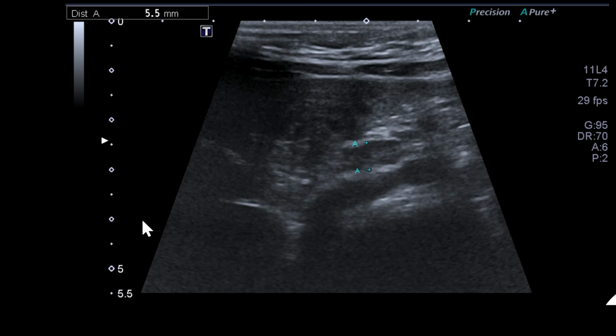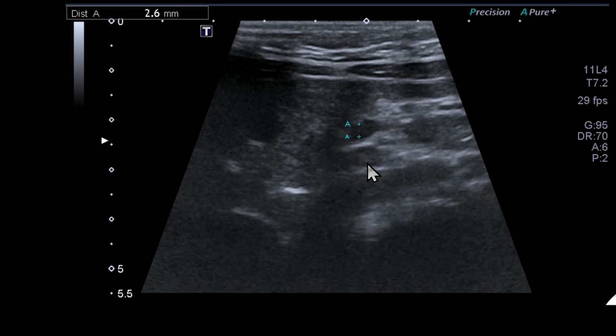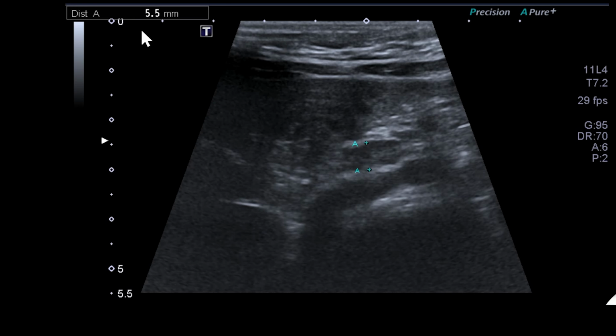The solid viscera of the abdomen appear normal, but towards the right of midline, to the right of the umbilicus in the lower quadrant, few discrete enlarged lymph nodes were identified. 1, 2, 3, 4, 5, and the largest of which is around 5.5 millimeters in size.